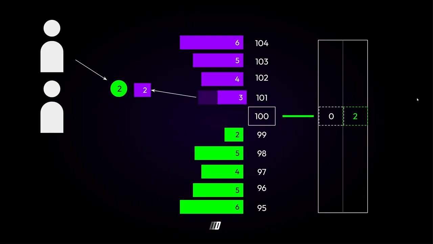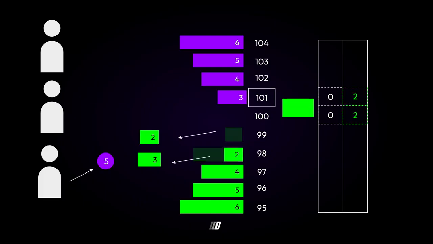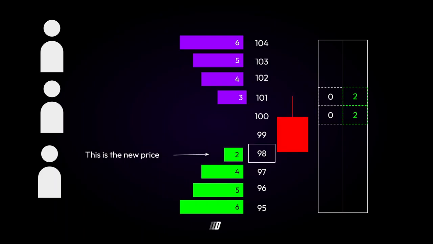Another one comes, takes two contracts at 101. It's a match. Price moves up and we put those two contracts here. A big 5 contract order placed by an aggressive seller eats those two contracts at 99, those 3 contracts at 98. So we place that 5 contract, now that this is the new price, 2 that were filled here and 3 that will fill here. And 0 here, of course.